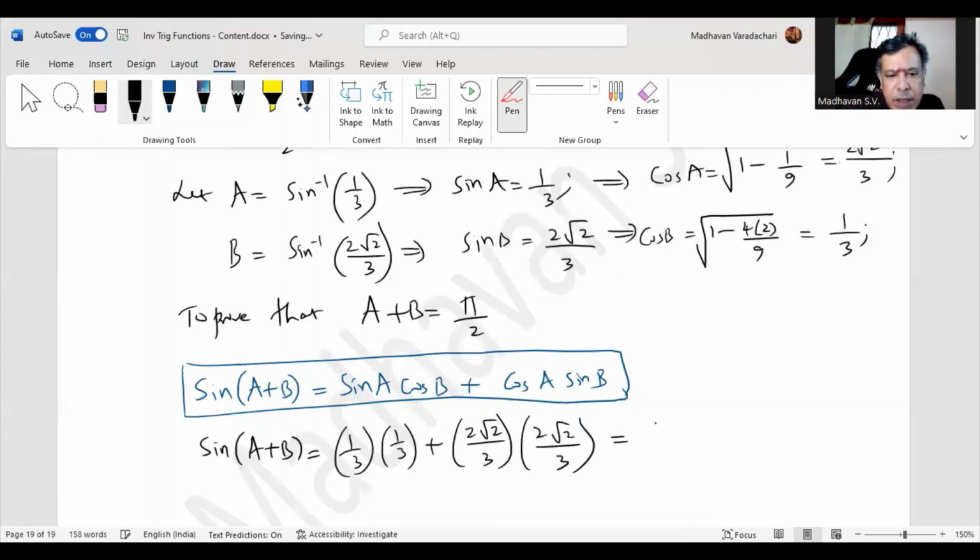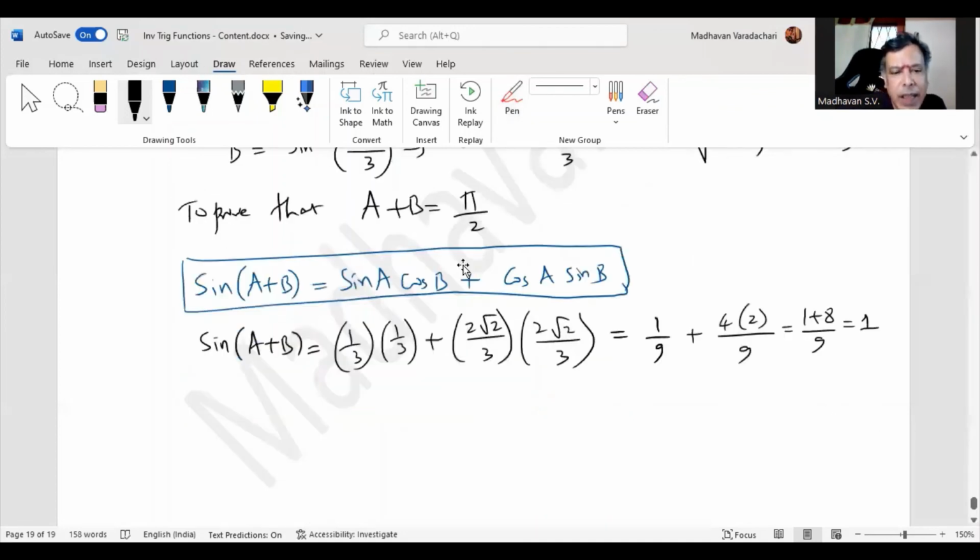So the first term is 1 by 3 into 1 by 3, which is 1 by 9, plus 2 into 2 is 4, root 2 into root 2 is 2, 3 into 3 is 9. So we get ultimately 1 plus 8 by 9, which is nothing but 1. That means A plus B is equal to sine inverse of 1. Sine inverse of 1 is nothing but pi by 2. So we have proved that A plus B is pi by 2.